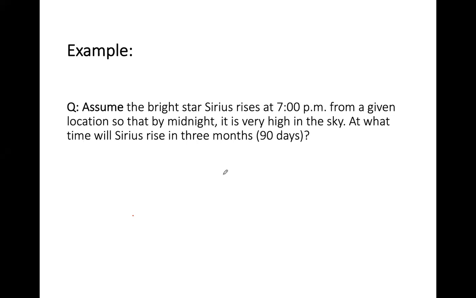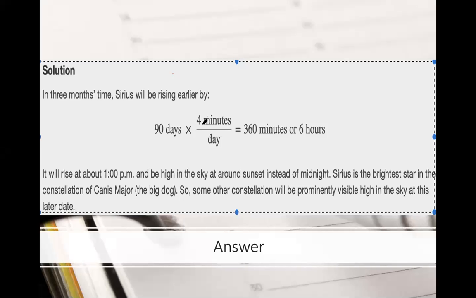Right, so once again, the answer for this one is, for each day you get a 4 minutes difference, which means 90 times 4 minutes, that will be 360 minutes, which is equal to 6 hours. That means this particular star will rise 6 hours earlier after 3 months, right?